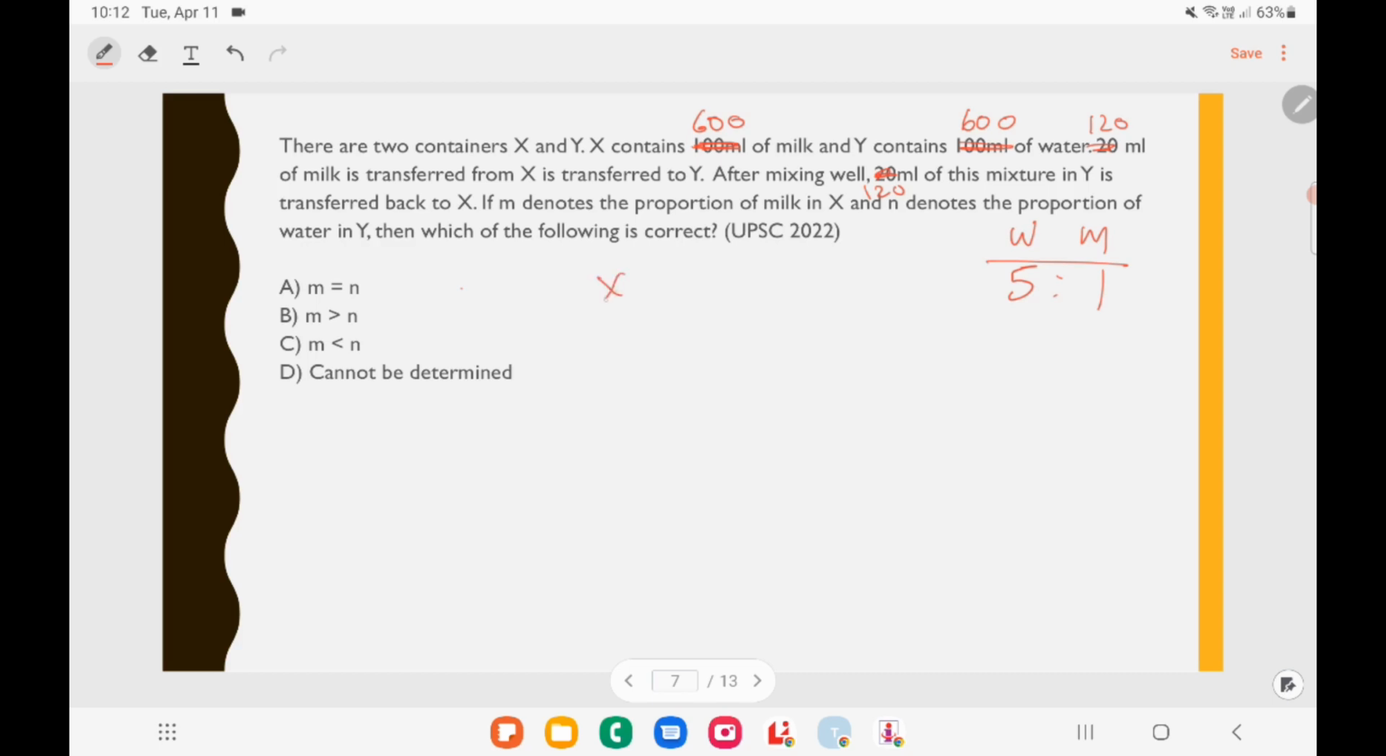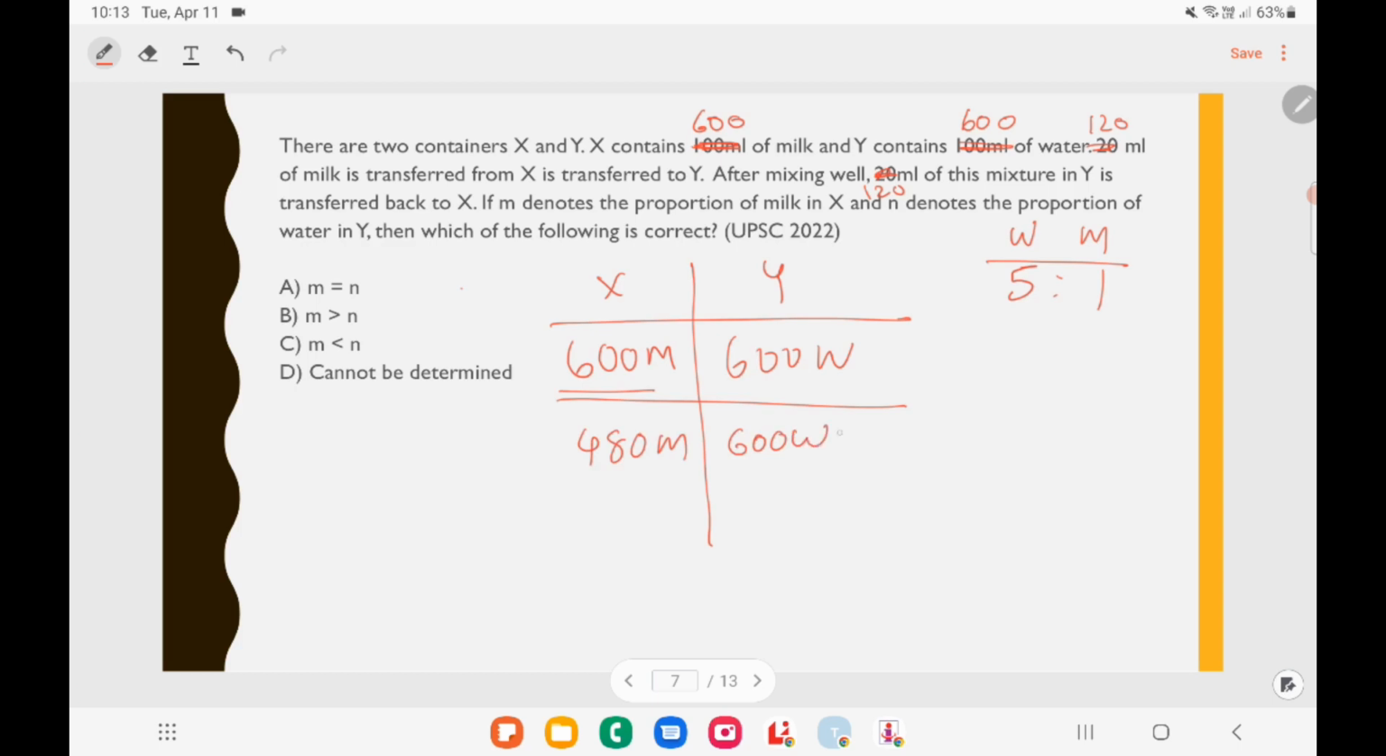Now, similarly, X is containing 600 ml of milk and Y is containing 600 ml of water. Now I am transferring 120 ml of milk from X to Y. So 600 minus 120 is 480. So X is having 480 milk now. And Y will be having 600 water, and 120 milk transferred from X to Y, so Y will be having 120 milk. Now you know that the ratio is 5:1.